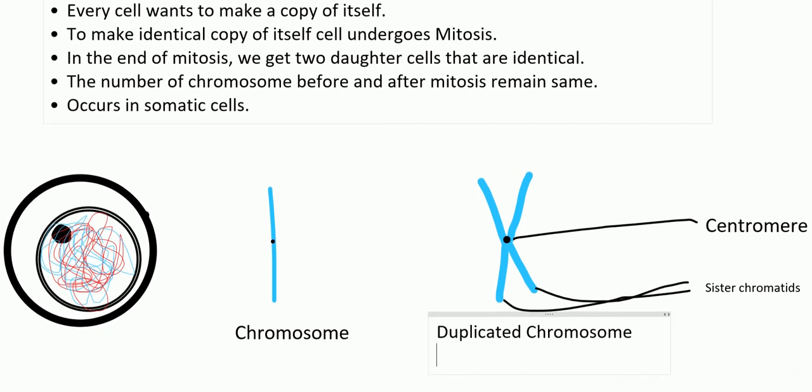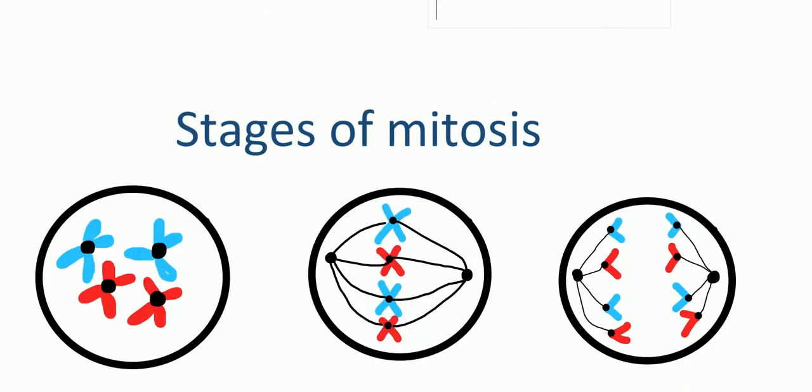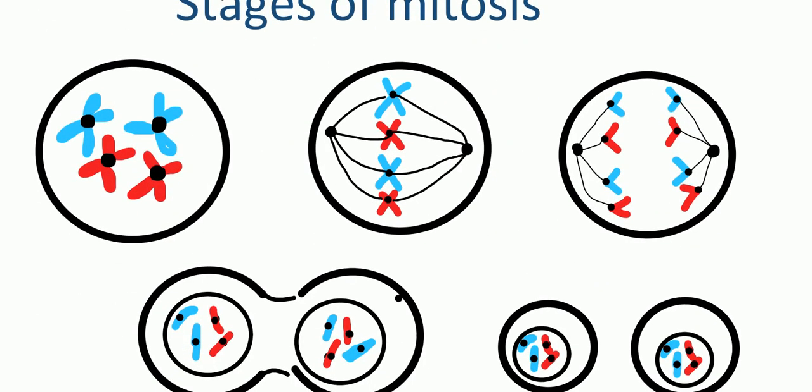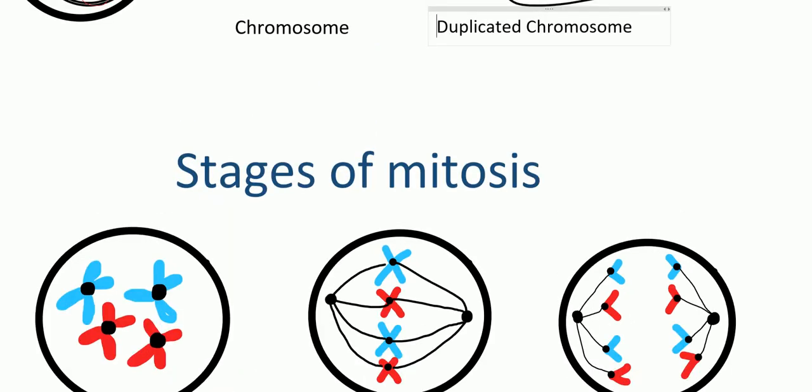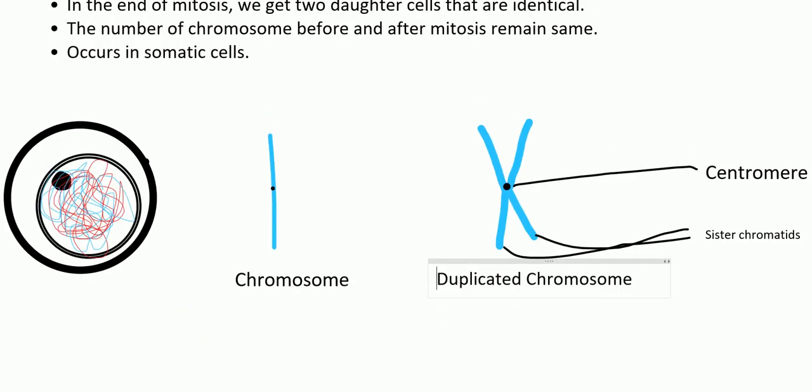Now, mitosis is divided basically into four stages: prophase, metaphase, anaphase, and telophase. One by one, we'll discuss what happens in which stage. The cell which I showed you earlier is how a cell appears in the interphase, or before mitosis.